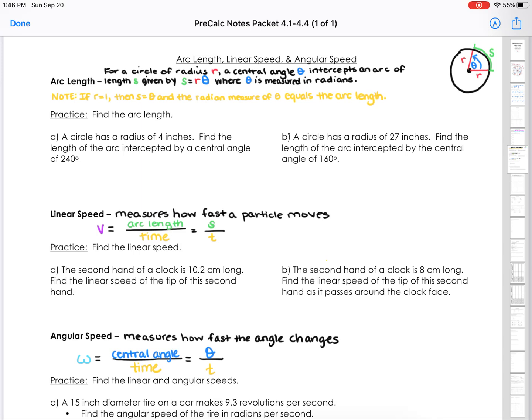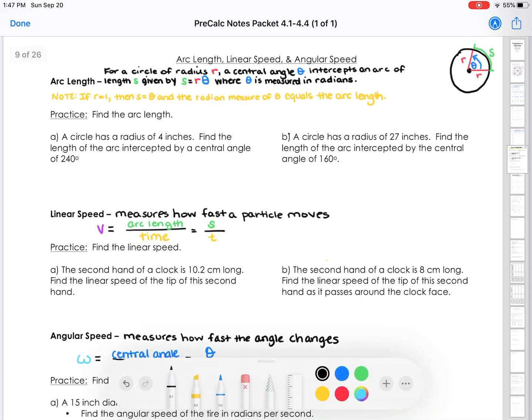So let's take a look at a few examples. The first one says a circle has a radius of 4 inches. Find the length of the arc, or s, intercepted by a central angle of 240 degrees. So the first thing we want to do is convert that 240 degrees. We don't want to use degrees, we want to use radians. If we think about where 240 is on our unit circle, 240 is the same as 4 pi over 3 radians. So now we're in good shape.